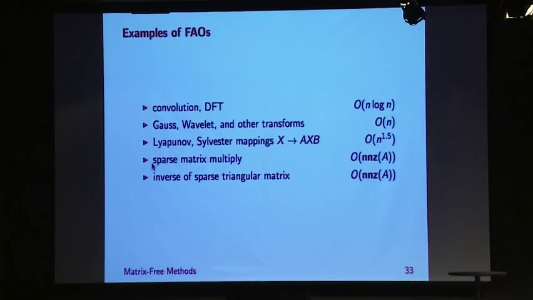Other ones would be things like Lyapunov and Sylvester mappings. That's a matrix map where you multiply by matrices on the left and right, and this would be O of n to the 1.5. Sparse matrix multiply would be another one. A non-obvious one is a sparse triangular matrix. The inverse, by the way, is generally quite dense. But we can multiply by the inverse using back substitution, and the adjoint would be upper triangular, so we use forward substitution. So there's a bunch of examples of these things.